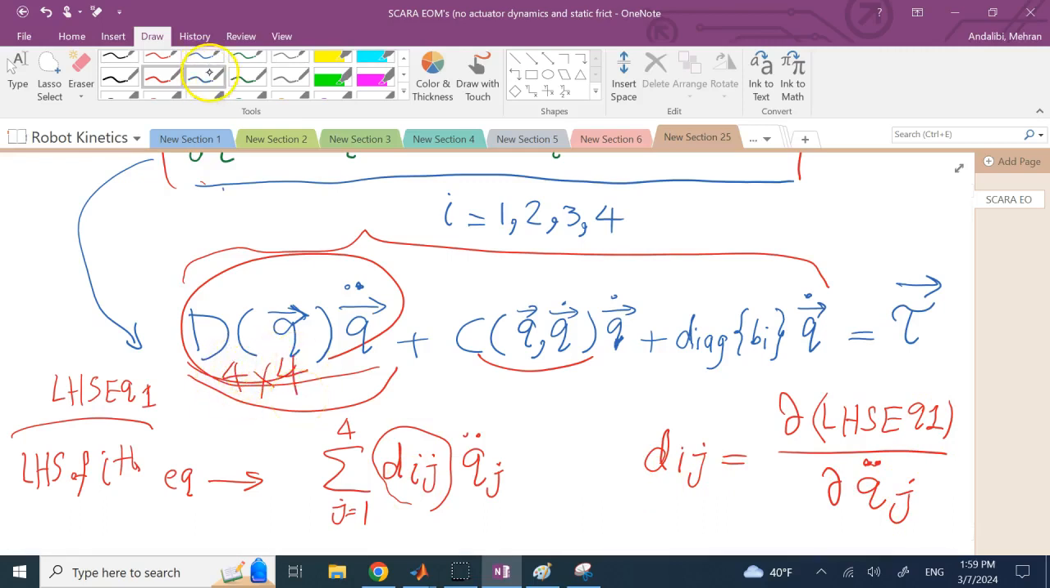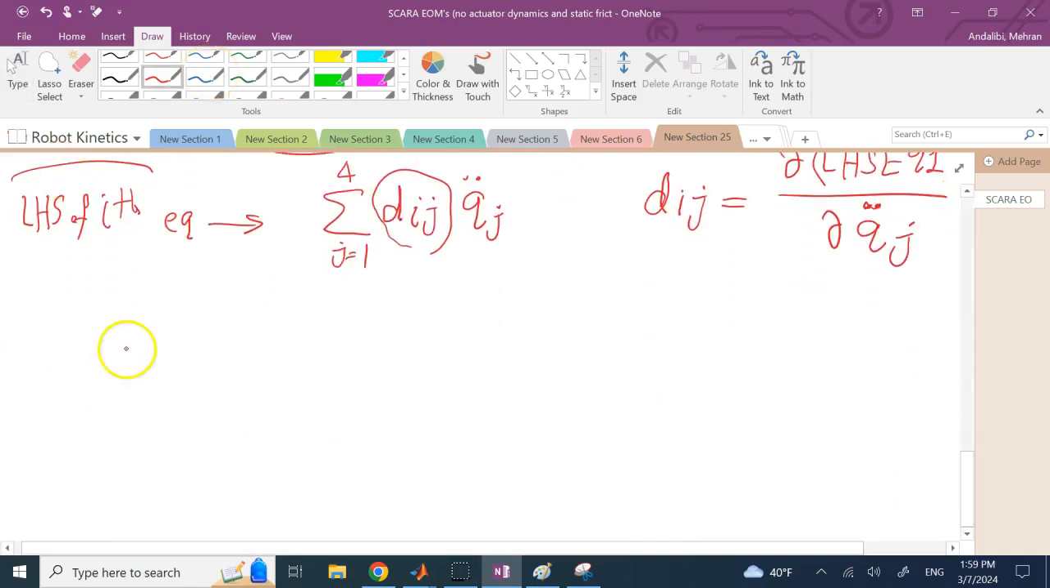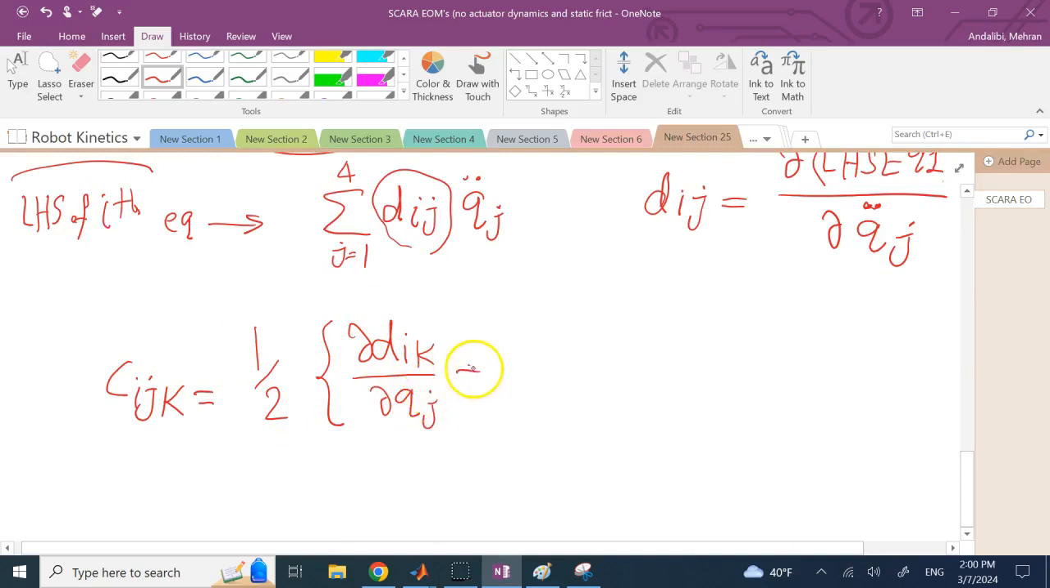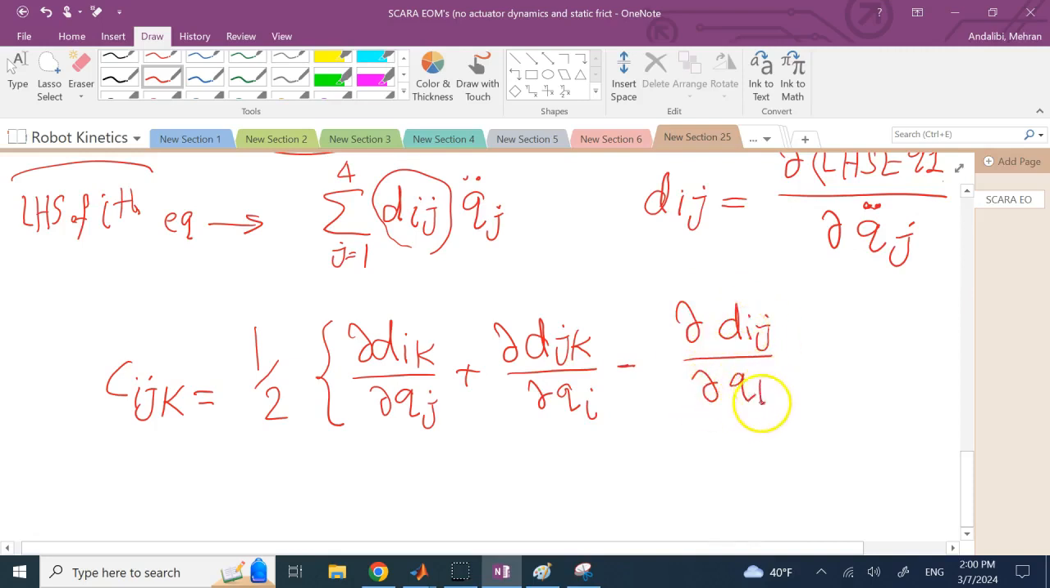And once I have the D's, I can find the C's, the Christoffel symbols, and if you remember, Cijk was what? Was 1/2 of the partial derivative of Dik with respect to Qj, plus the partial of Djk with respect to Qi, and then minus partial of Dij with respect to what? With respect to Qk.